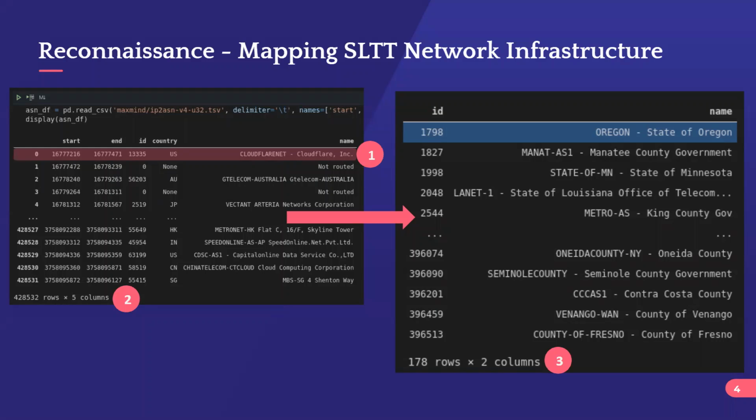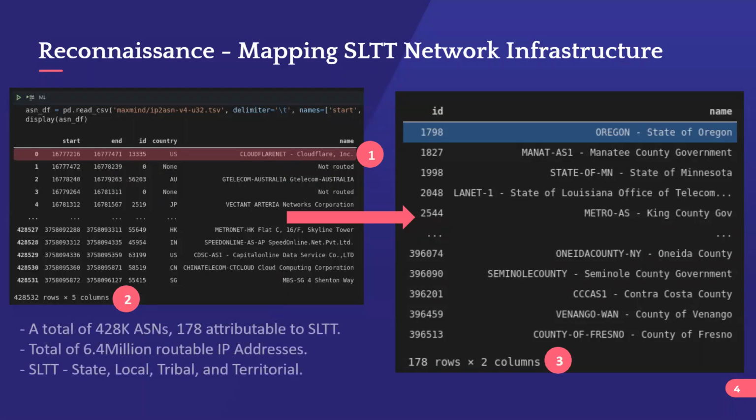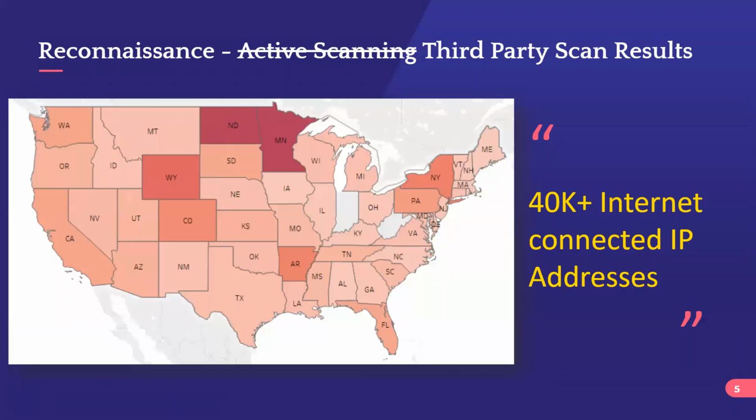Once we evaluated these 178 rows, we found that there were 6.4 million individual IP addresses in these ASN start and end IP address ranges. This gave us the broad attack surface that we needed to analyze for this research. Obviously, not all 6.4 million IP addresses will be connected and live to the internet.